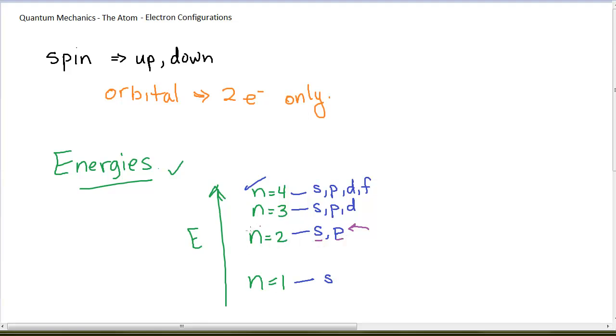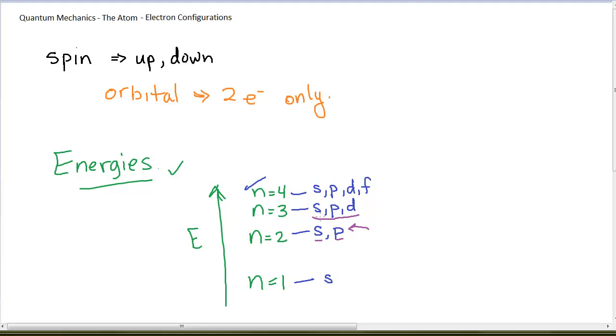We still talk about them both being at the n equals 2 level, and the n equals 2 describes their energy, but they are technically at slightly different energies. When n equals 3, these three subshells, as long as there's more than one electron in the atom, they are at slightly different energies.